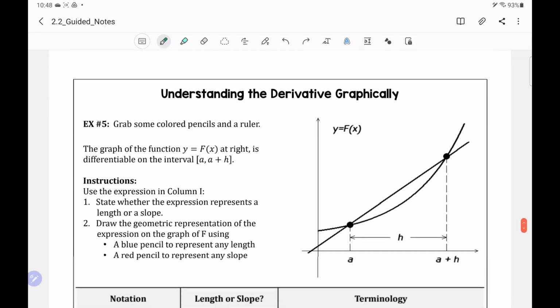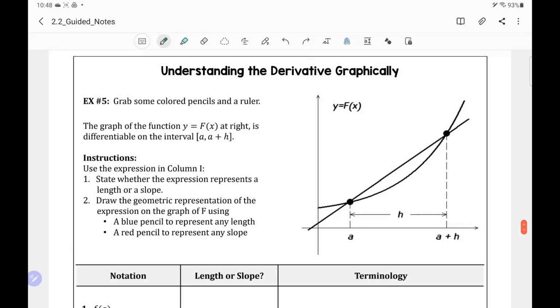Let's go to the next page and look at this graphically. Understanding the derivative graphically. This part is not necessarily new information. It might be a little bit weird. I almost thought about skipping it just because I didn't want to create confusion. But let's go ahead and give it a try. Grab some colored pencils and a ruler if you've got it. If you don't have colored pencils, just use 2 different colors of pen, or a regular pencil and a pen. It doesn't matter. It says blue and red, but you can do whatever. That part's not something to worry about.